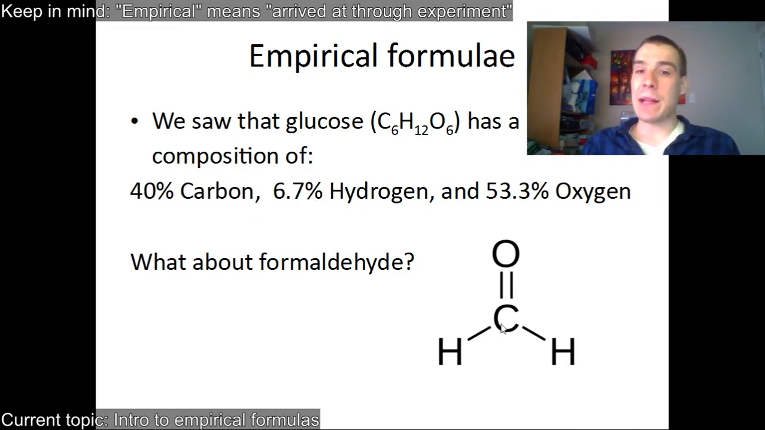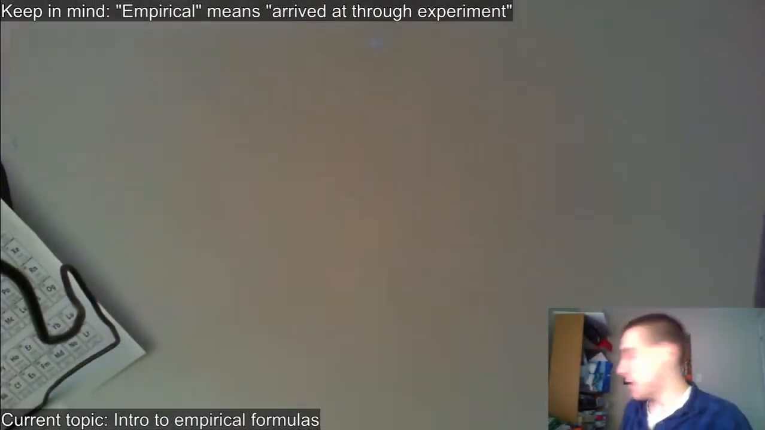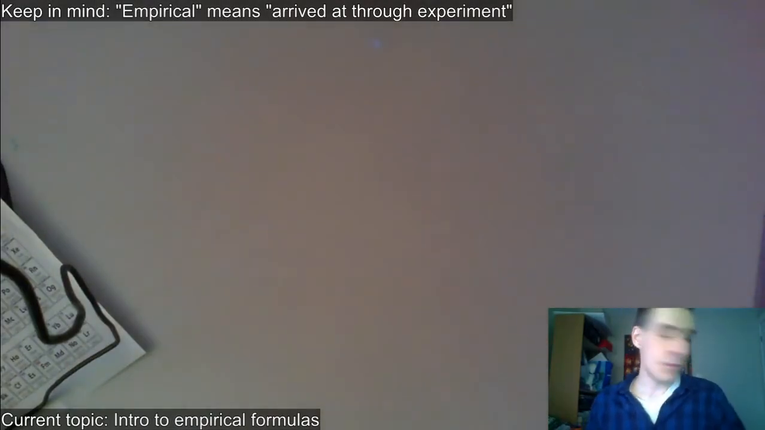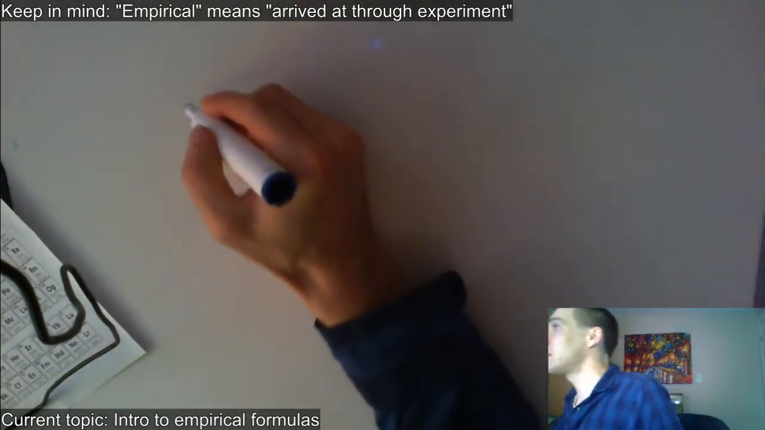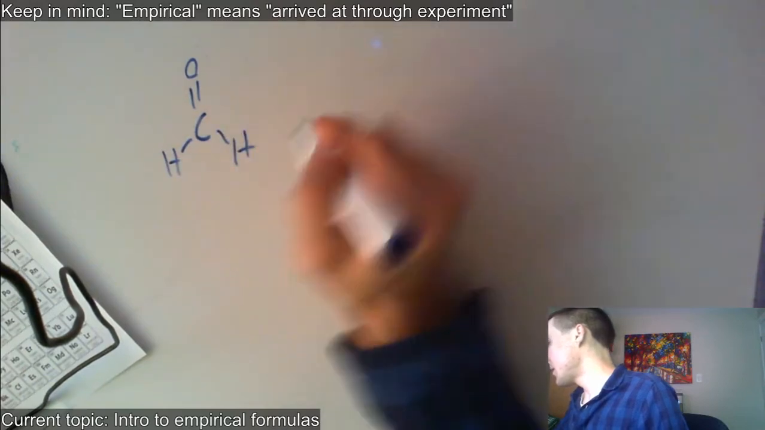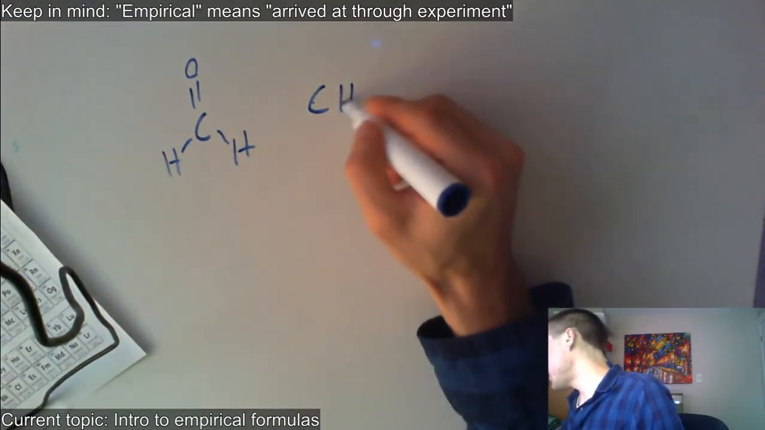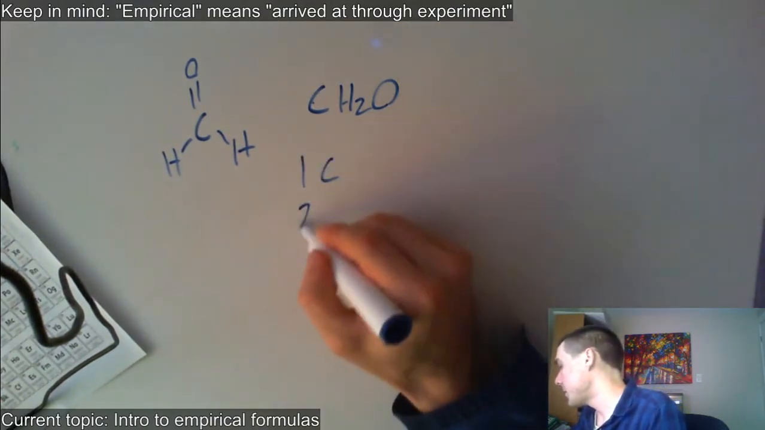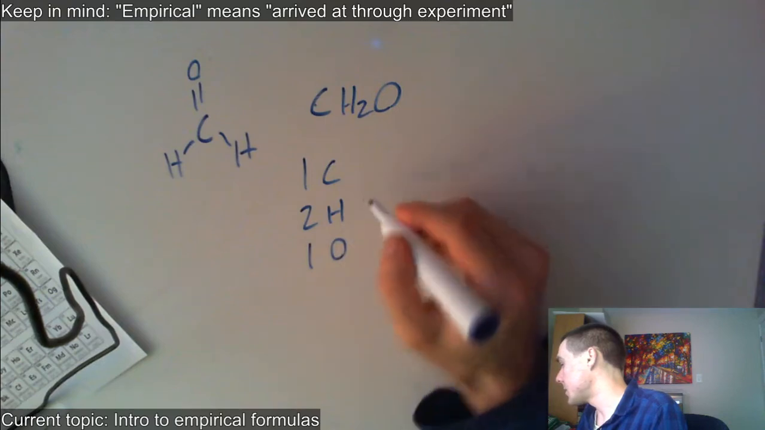Let's do the same thing for formaldehyde. Let's get a percent composition by mass of formaldehyde. Formaldehyde, if we look at it, has 1 carbon, 1 oxygen, 2 hydrogens. So formaldehyde looks like this: carbon, 2 hydrogens like this. So we could write that as CH2O, so that is 1 carbon, 2 hydrogens, 1 oxygen.